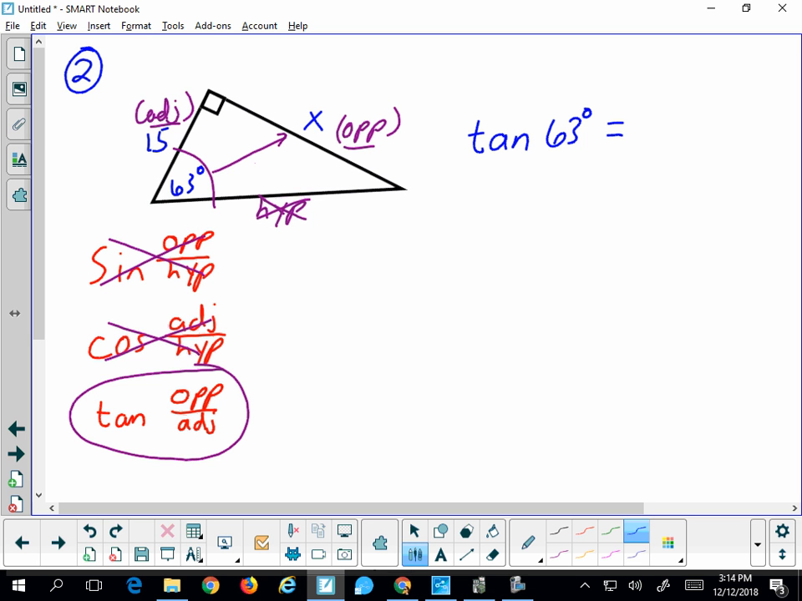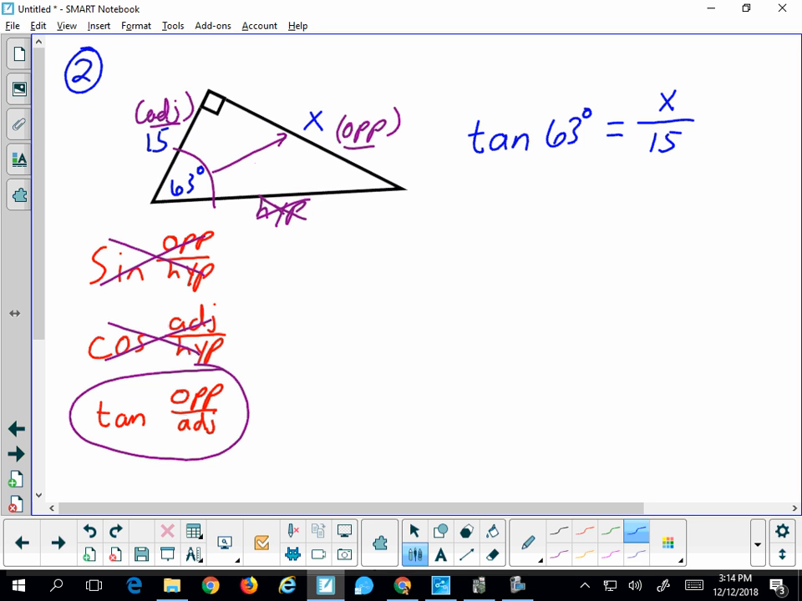Now we list our ratio. Our opposite side in this case is x. The adjacent side, the denominator, is 15. With this problem, as opposed to the previous example in my first video, my unknown, my x, is now in the numerator, whereas in the last problem, problem 1, my x was in the denominator.